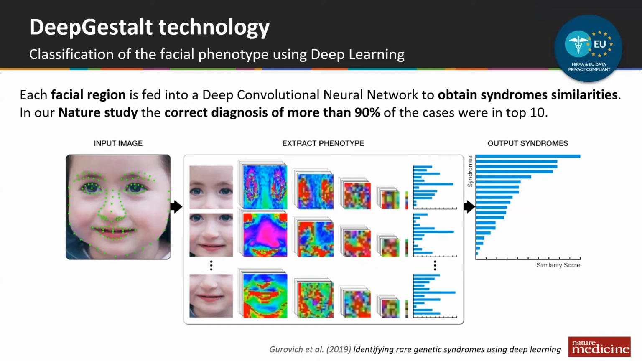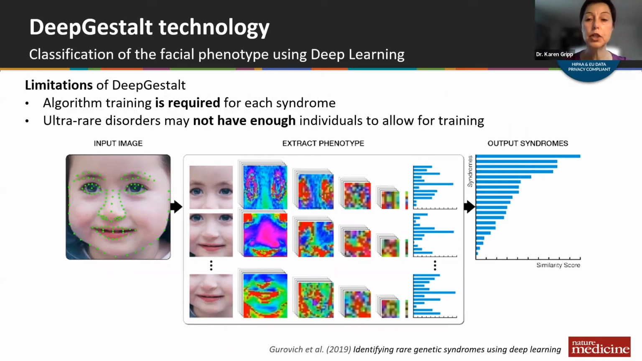And this is a very powerful tool, but the Deep Gestalt technology has a few limitations. In particular, for every rare syndrome to be used, the system has to be trained on this rare syndrome. And for this training, a number of facial images from patients with the syndrome have to be available for the training. And that works well for relatively common syndromes, but it does not work for ultra-rare syndromes. So you did not always get the right match for your patients using this Deep Gestalt technology.